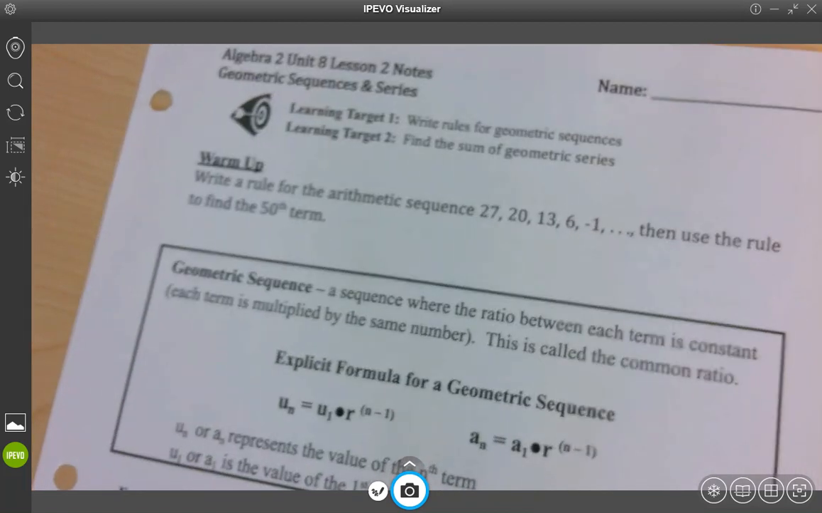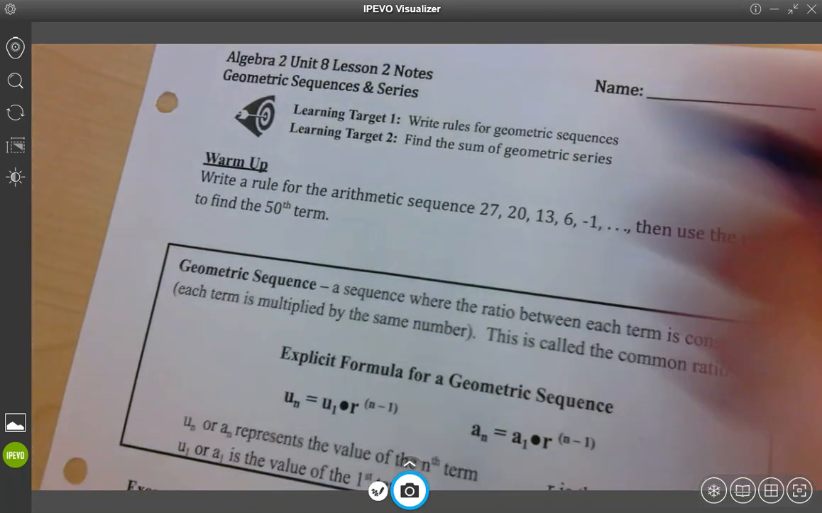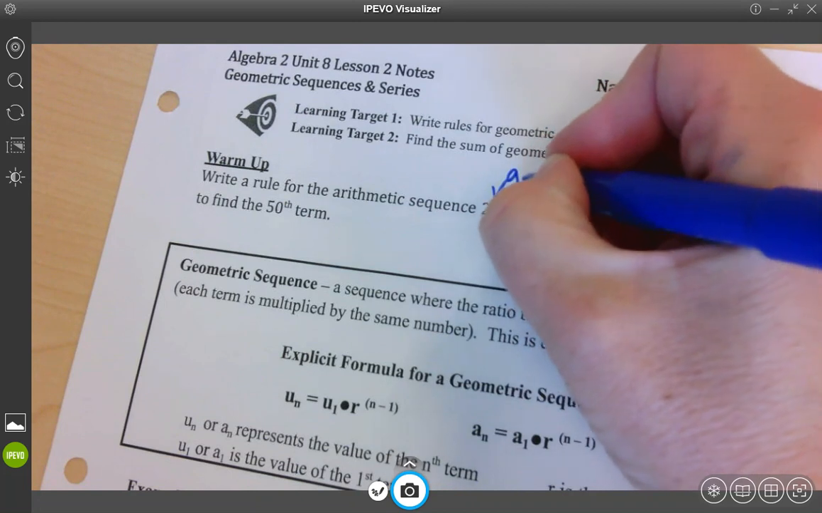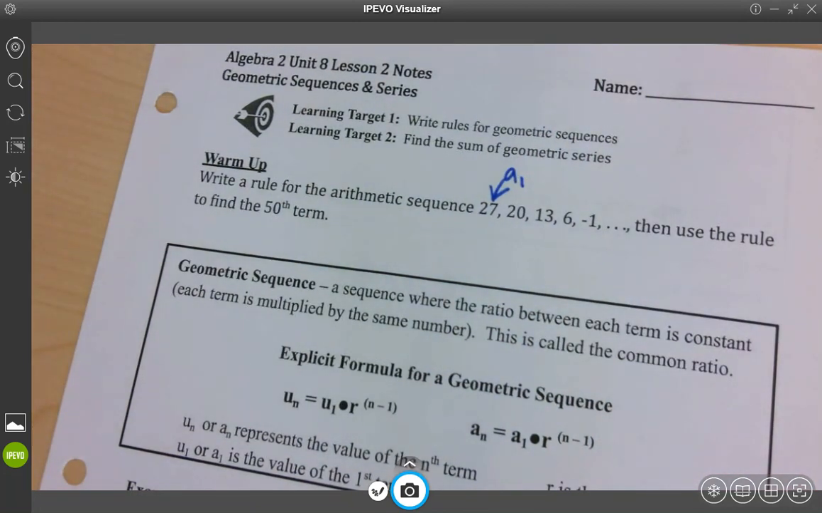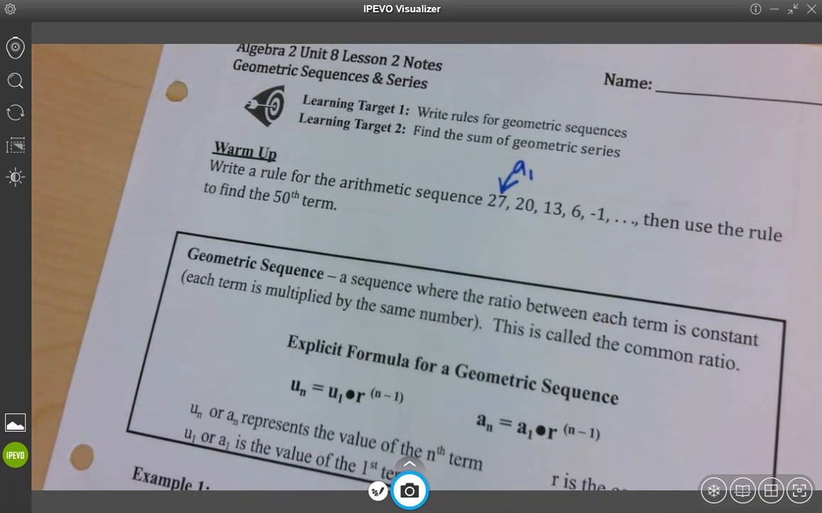All right, for the warm-up, we need to know a sub 1. What's a sub 1? 27, good. Good morning. All right, a sub 1 is 27, very good. How about D? How much is D? D is -7. Yeah. Okay.